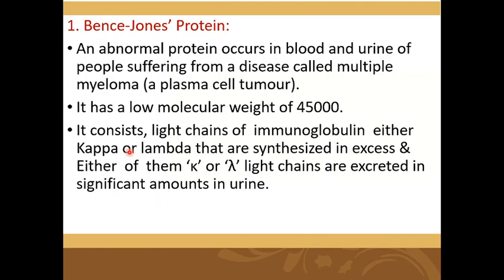These chains are synthesized in excess, and either of them is excreted in significant amount in the urine. So Bence Jones proteins are actually the kappa or the lambda chains of immunoglobulins, and they are synthesized in excess and excreted in urine. What are the immunoglobulins? Antibodies, which help you to fight against infections, which provide immunity. This we'll study as a separate topic, and then all the confusions will be removed.